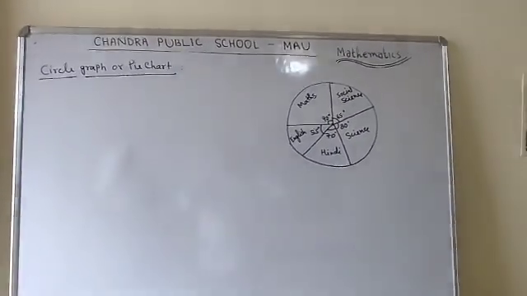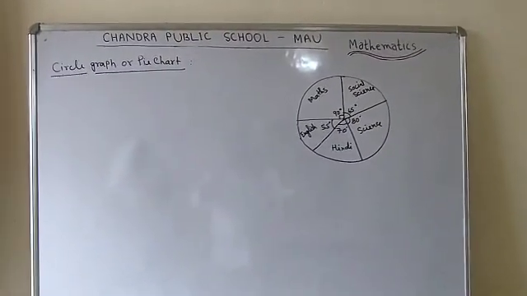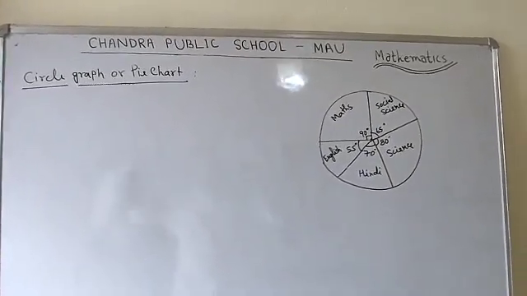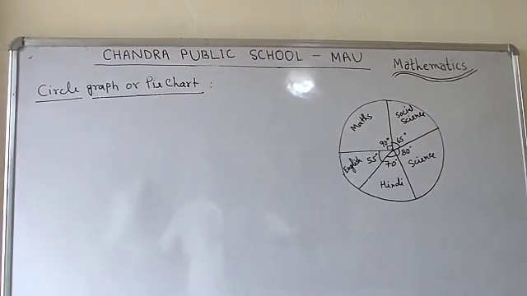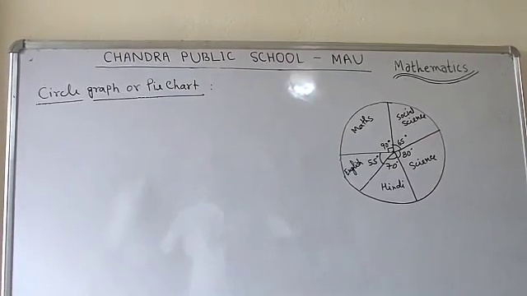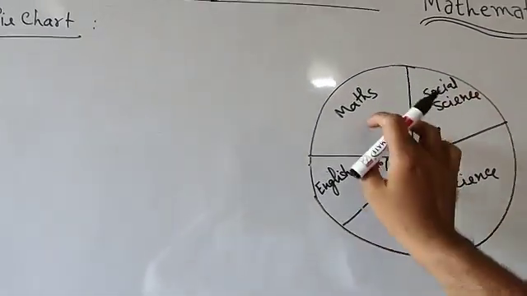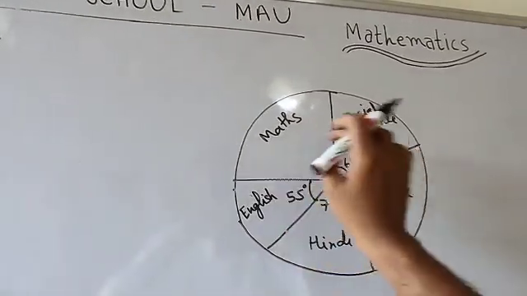Here I have drawn a circle, and in this circle I have represented some values. If you are going to give the definition of the pie chart, it can be said that a pie chart is a pictorial representation of numerical data in a circle divided into sectors. These are the sectors: whatever part is divided in a circle is called a sector.